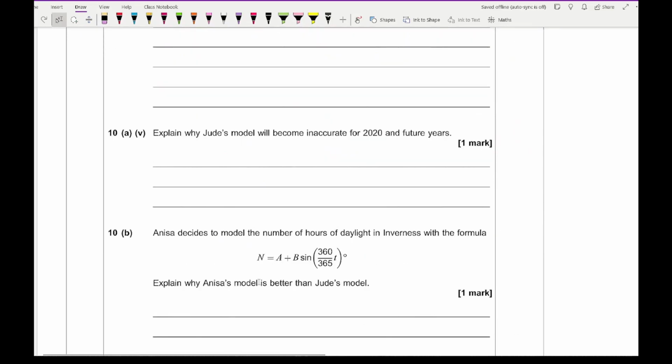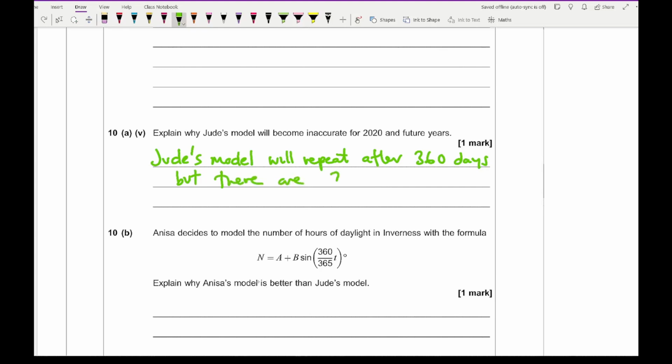It then says explain why Jude's model will become inaccurate for 2020 and future years. And the reason for this is because Jude's model will repeat after 360 days, but there are 365 days in a year. So something along those lines would be absolutely fine.